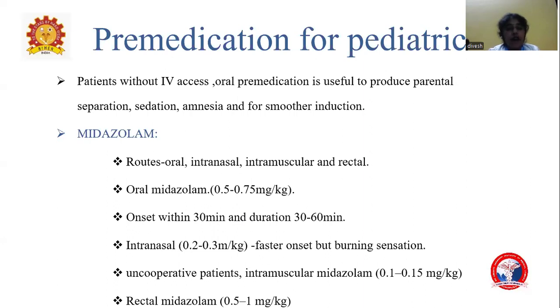It has a faster onset, but a burning sensation is the main side effect intranasally. In case of an uncooperative patient, intramuscular midazolam is given at a dose of 0.1 to 0.15 mg per kg. Rectal midazolam is also available at a dose of 0.5 to 1 mg per kg.